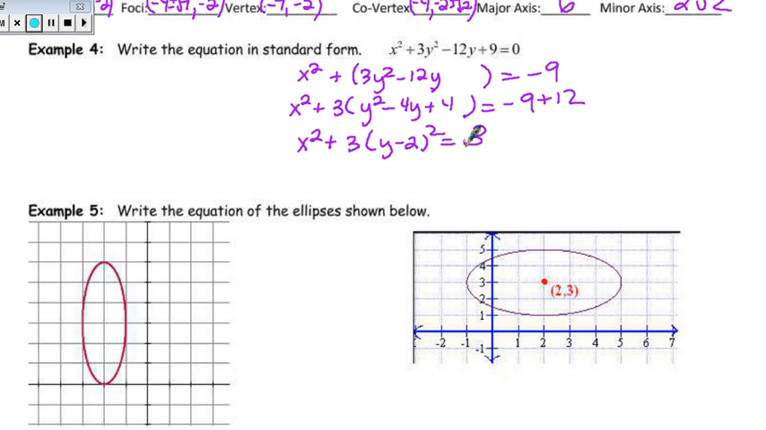And then the last thing I'm going to do, again, we want to be set equal to 1, so we're going to divide everything through by 3. So what I've got is x squared over 3 plus y minus 2 squared, because the 3's will cancel out here, will equal 1.